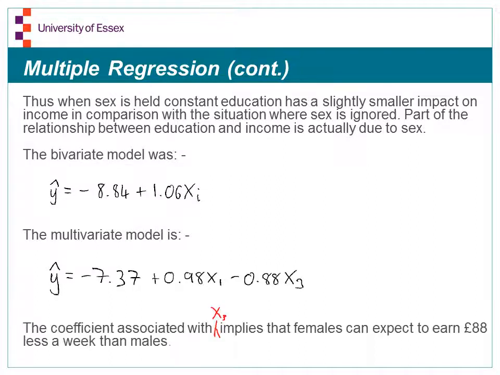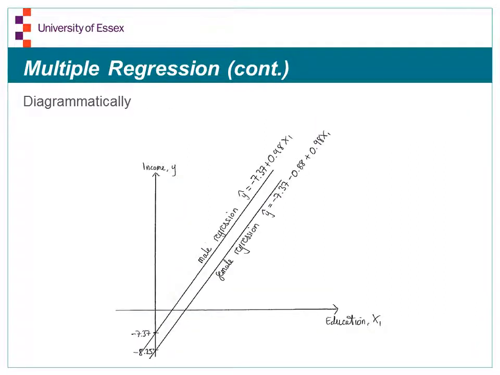So I can see that the coefficient associated with x3 (there is an x3 missing here, sorry) implies that females can expect to earn £88 less a week than males. And we can visualize this difference by looking at the following diagram, where I've got one line for males and another line for females.